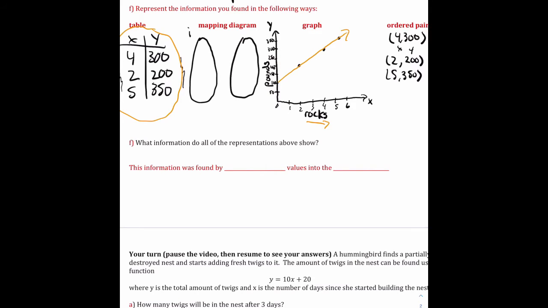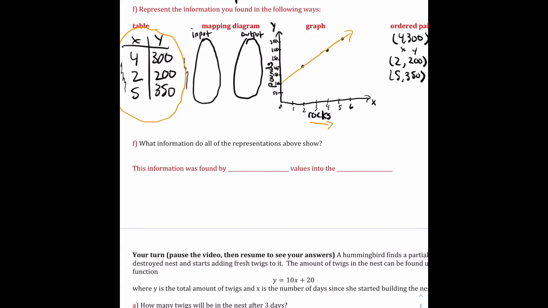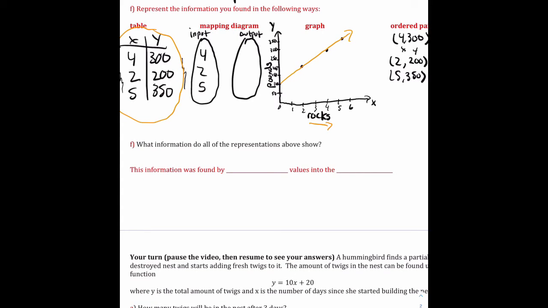You say this is your input, this is your output. Remember, input is your x number, so our x numbers are going to go in our input. Doesn't matter the order, 4, 2, 5. Their output is our y numbers, so 300, 200, 350. And we're going to draw arrows saying, hey, 4 rocks is 300 pounds, 2 rocks is 200 pounds, and 5 rocks is 350 pounds.